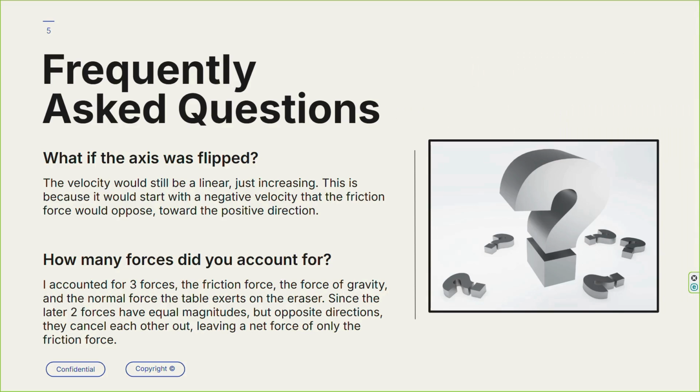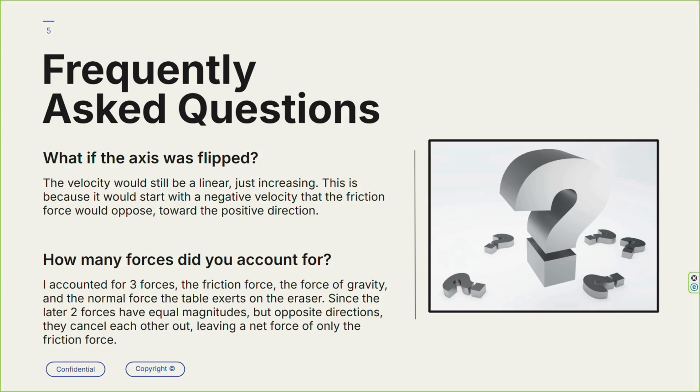Some frequently asked questions are like, what if the axis was flipped? If I made it the negative x direction, it really wouldn't change anything. It would mean that the initial velocity would be in the negative direction, and so then friction force opposing that would be acting in the positive direction, still slow it down and stop at a negative x displacement away from the origin, instead of a positive displacement in the positive direction.